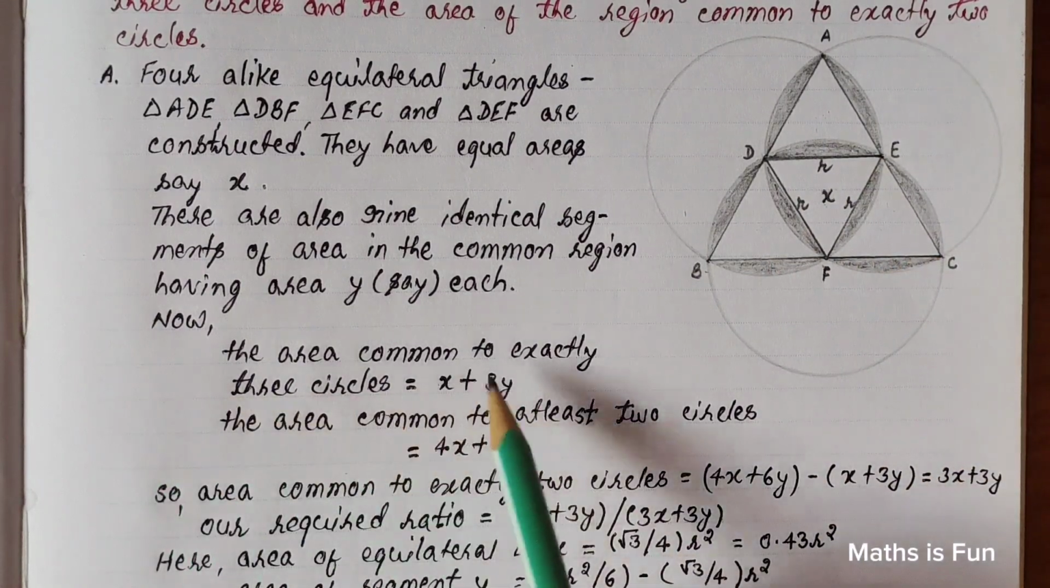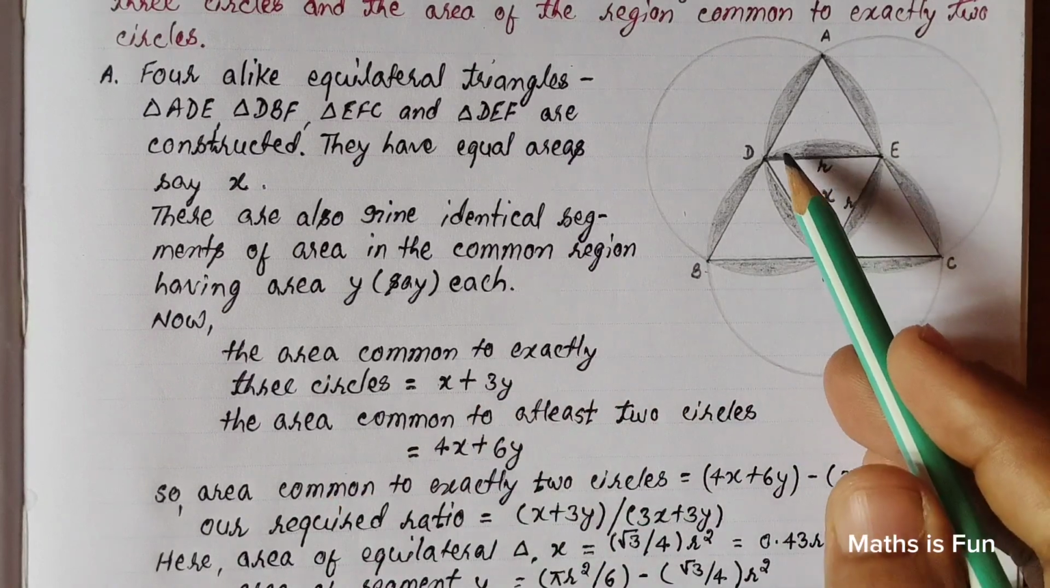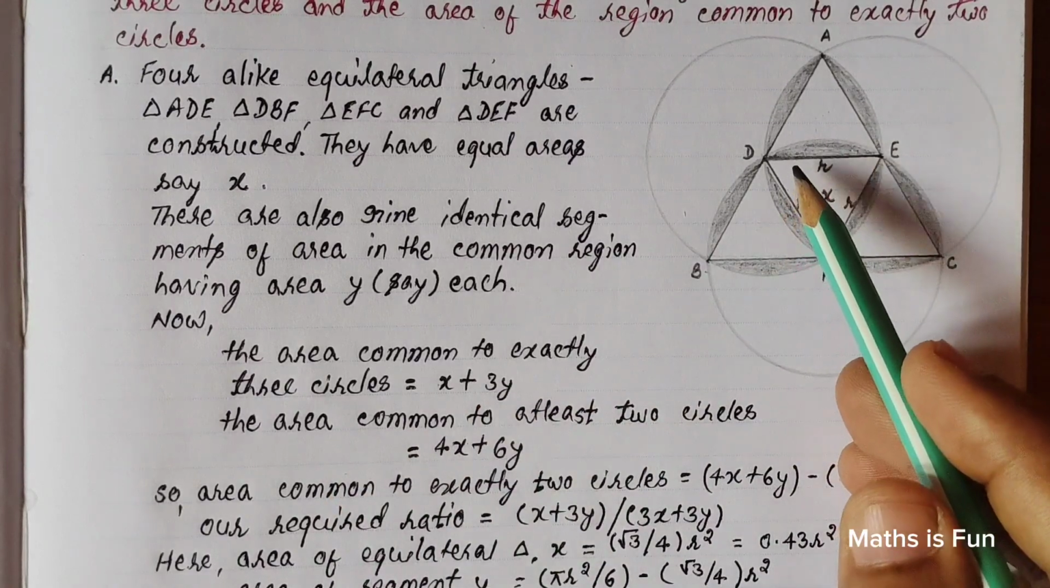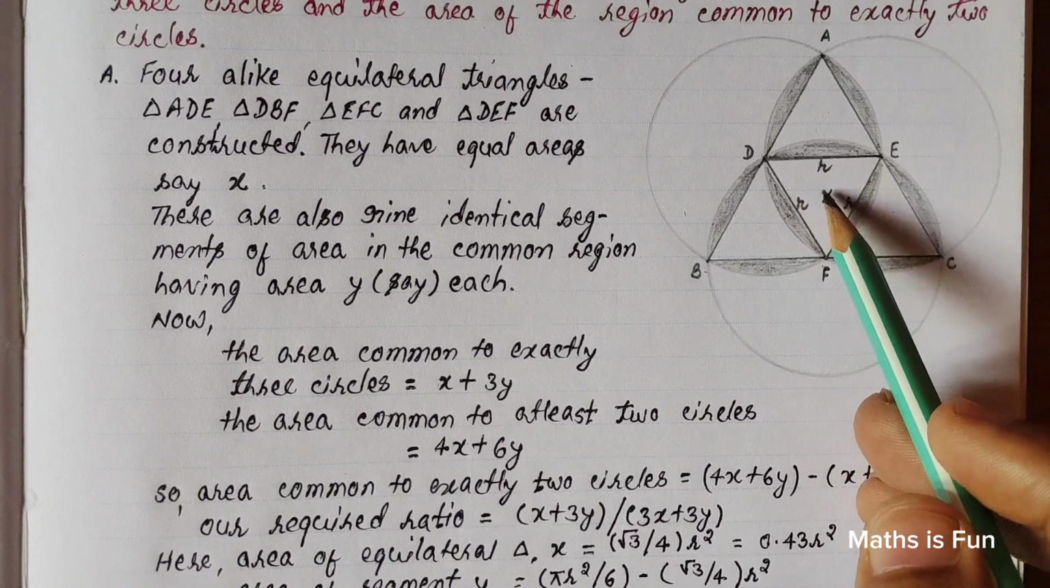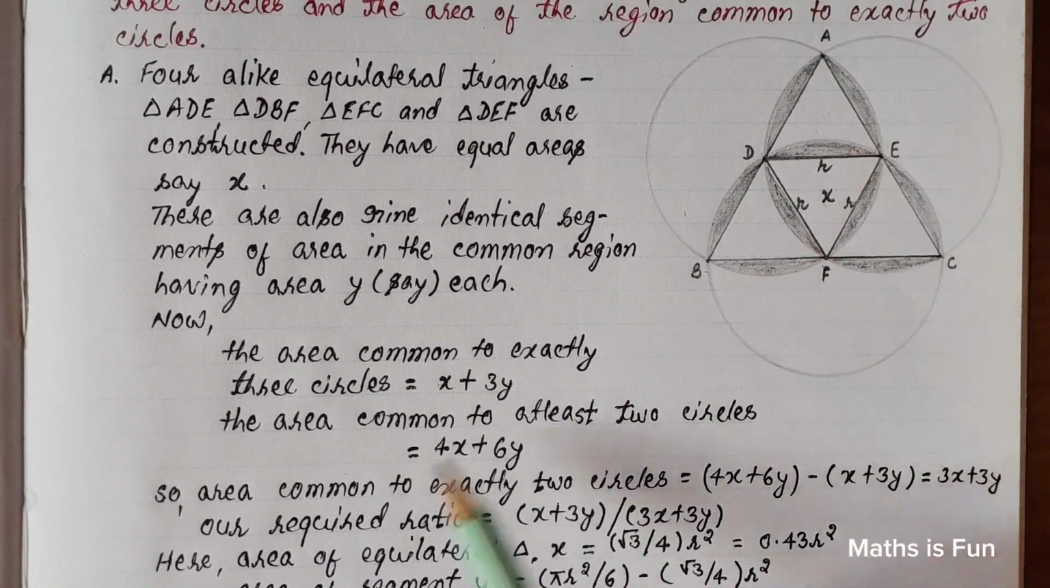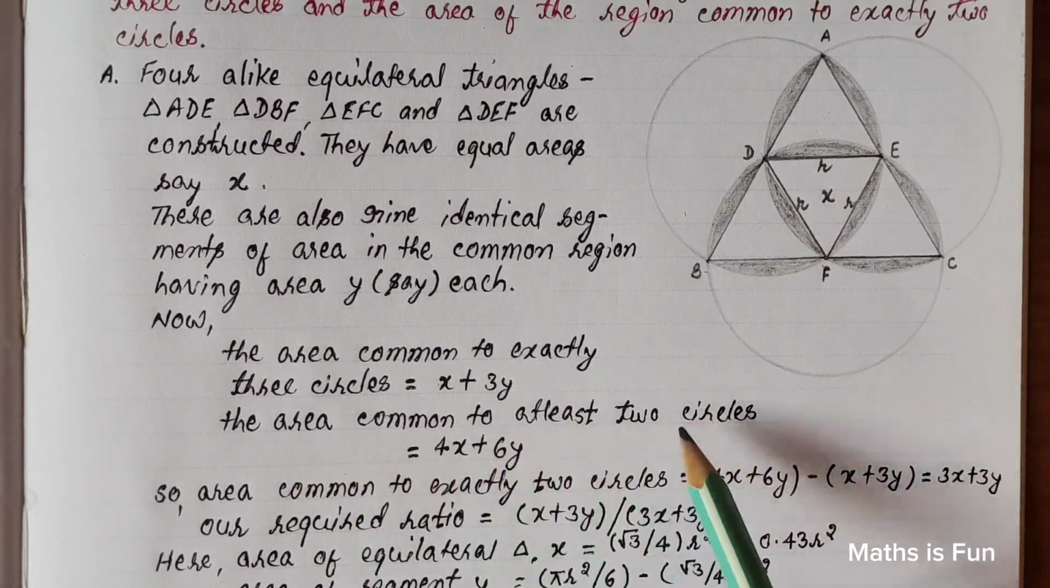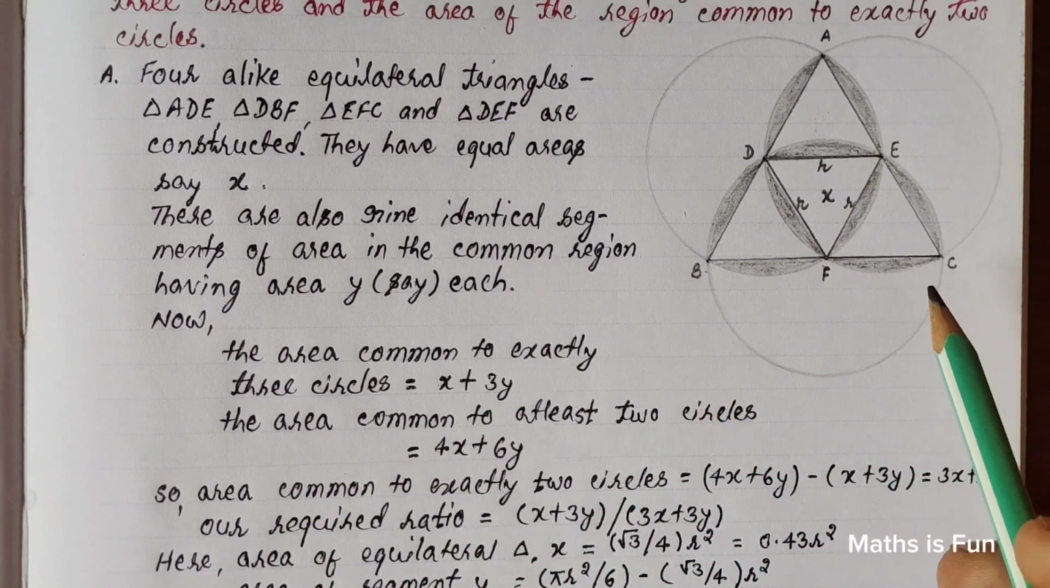Now the area common to exactly three circles, that is this area total, is X plus 3Y, 1, 2, 3Y, whereas the area common to at least two circles. What do you mean by the area common to at least two circles?